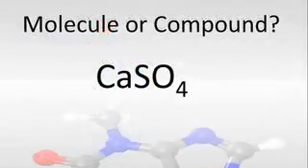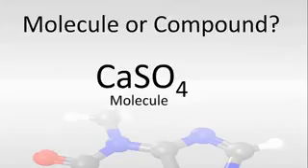One last one here. Calcium sulfate, we have calcium, sulfur, and 4 oxygens. So we have two or more elements chemically bonded. That's a molecule. And then they're different. We have the calcium, sulfur, and oxygen. So it's also a compound.